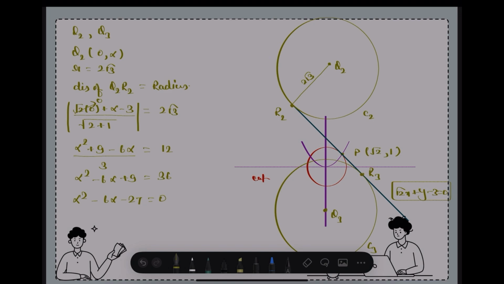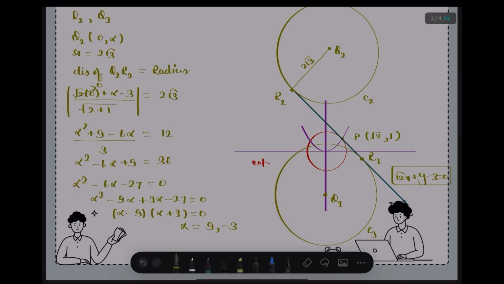Okay, it is correct. Now look at this. Now factorize this one. 9 times 3 is 27. So alpha square minus 9 alpha plus 3 alpha minus 27 equals to 0. So alpha minus 9, alpha plus 3. So alpha value will be equal to what? 9 and minus 3. So can I say that Q2 will be at 0 comma 9, and Q3 will be at 0 comma minus 3.